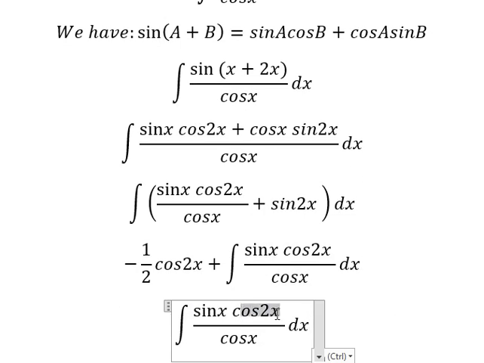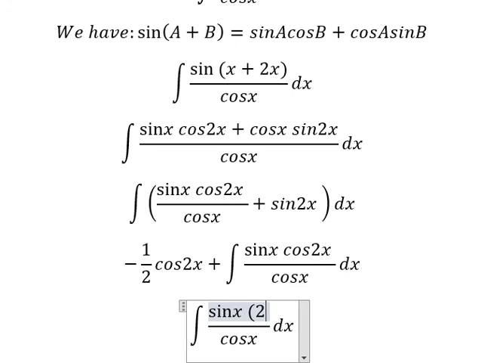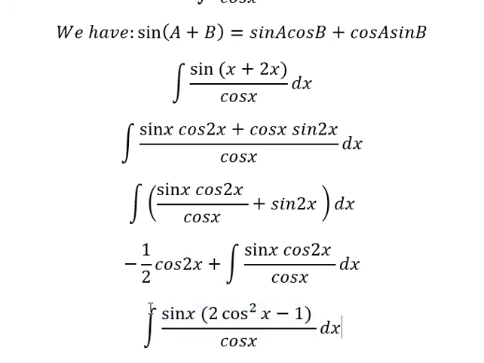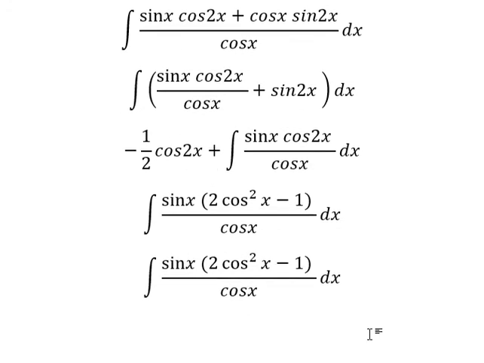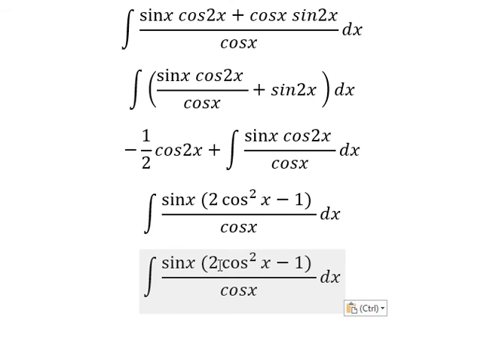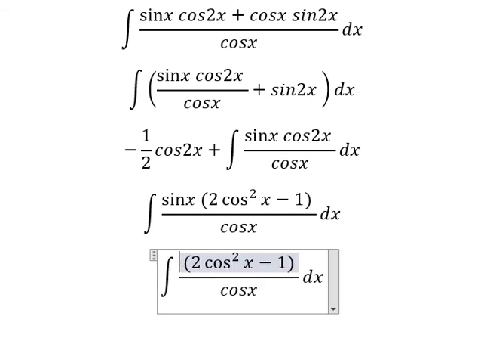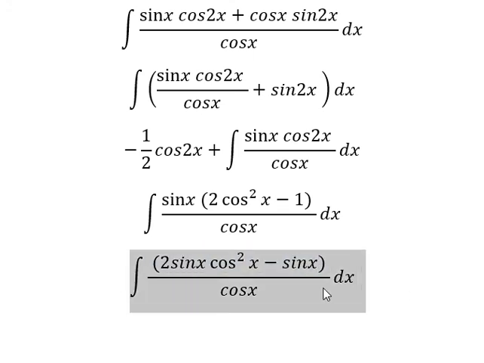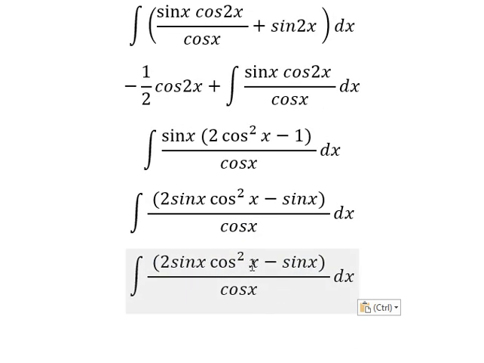So we know that cosine 2x is 2 cosine squared x minus number 1. And now we have sine x multiplied by 2 cosine squared x minus number 1. So this one divided by this one, we have cosine x, sine x divided by cosine x, we keep the same.